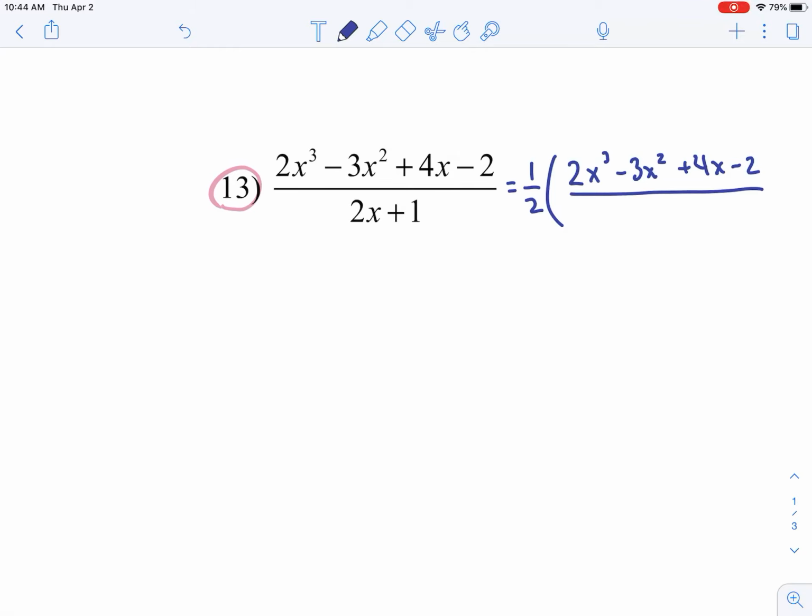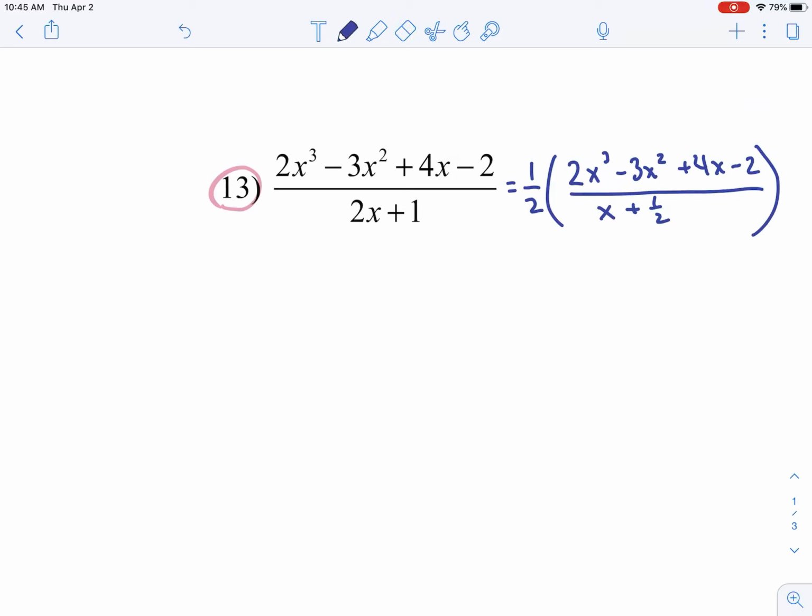Okay, if I factor out a 1/2, then I've got that as the denominator. So now I'm good to go. I can do synthetic division for this, and then divide by 2 at the end. That's my game plan. So let's do synthetic division for that.